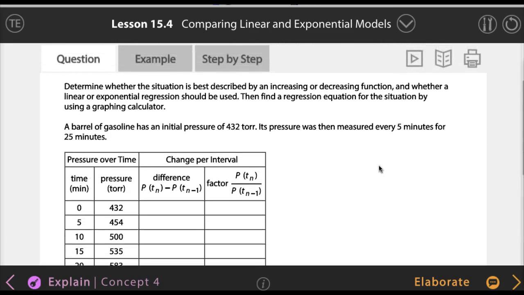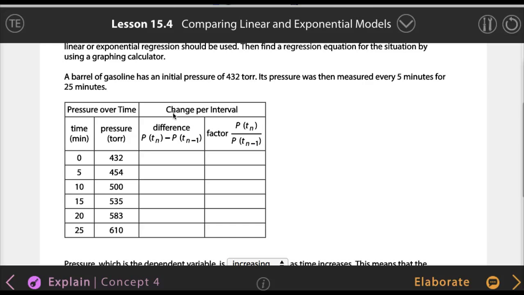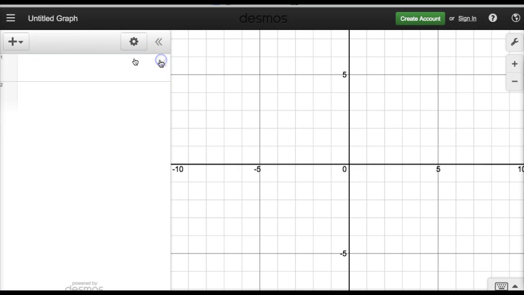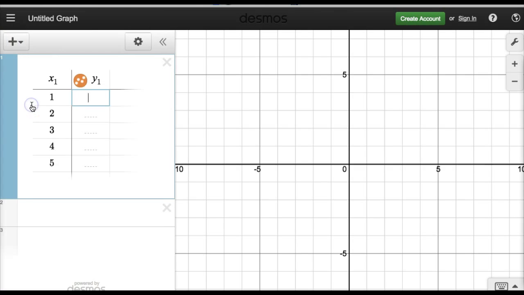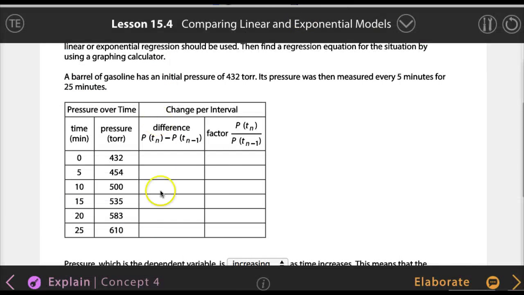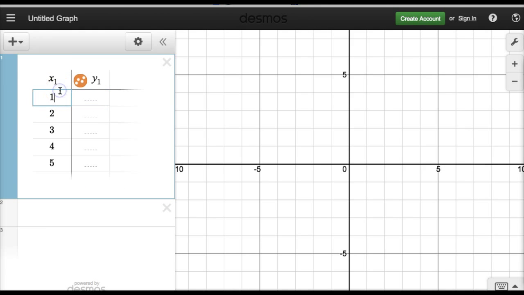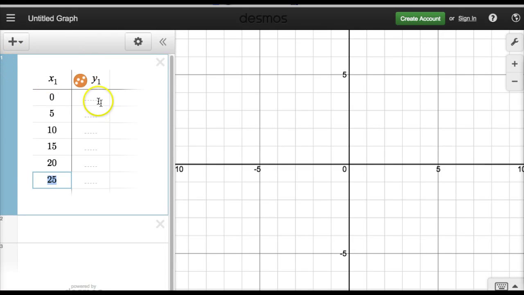And this is weird because it says then find a regression equation for the situation by using a graphing calculator. So what we've got to do is what we did in class. We're going to go into Desmos and insert a table. Once we insert the table, we're going to plug in all these numbers: 0, 5, 10, 15, 20, and we said we're going to go all the way to 25.